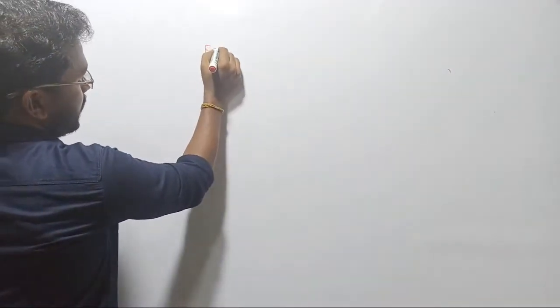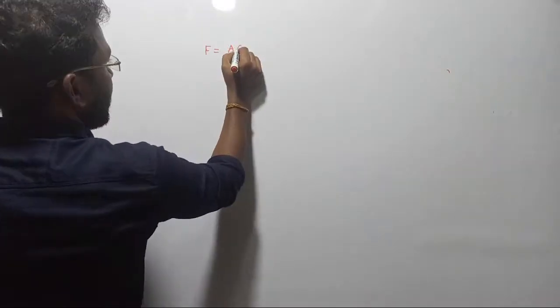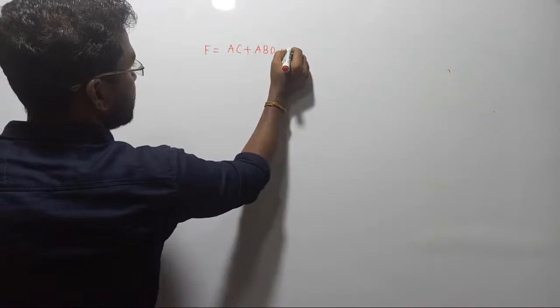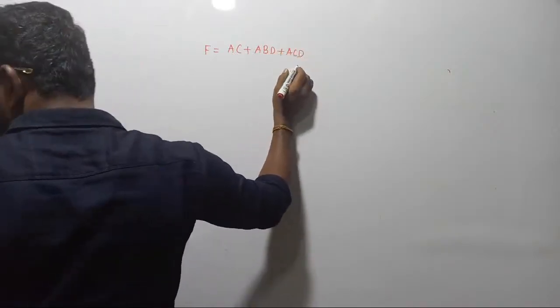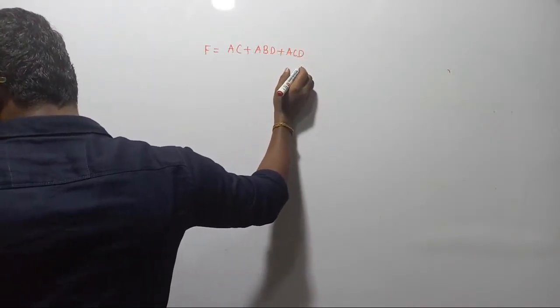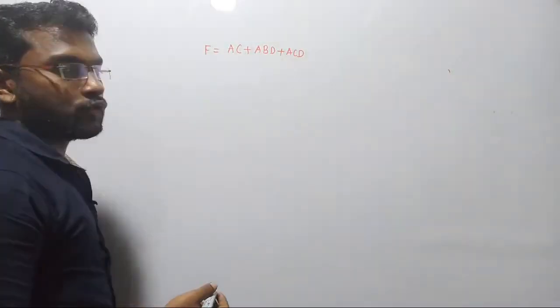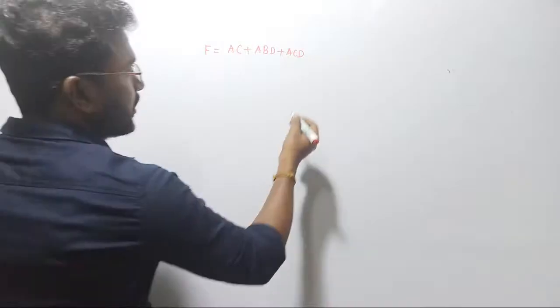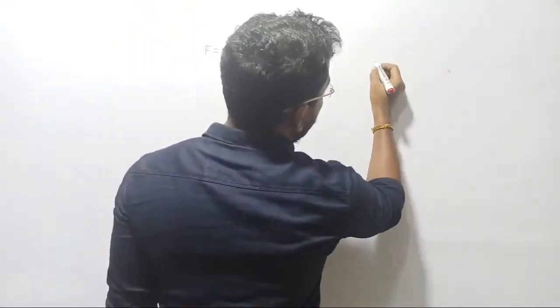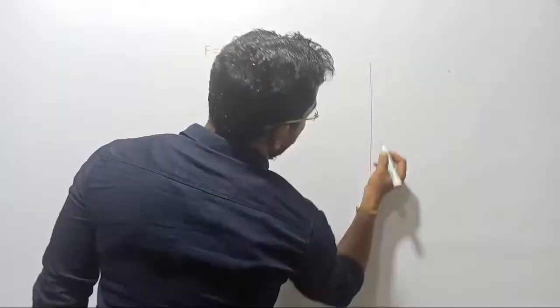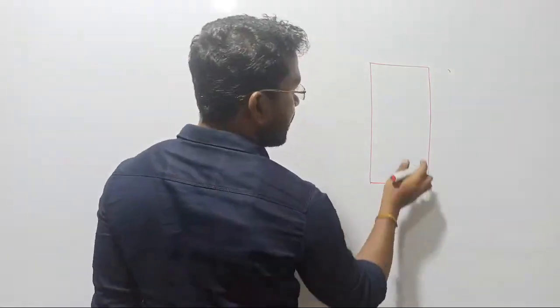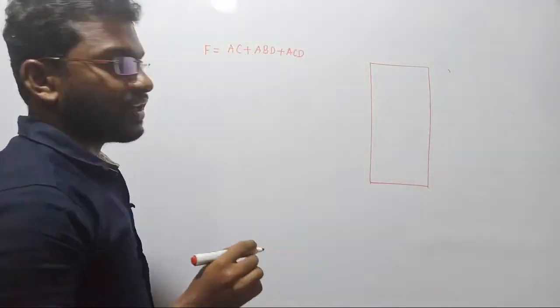Actually they said the logic function is given as f is equal to AC plus ABD plus ACD, to be realized by using an 8x1 multiplexer. Anyway, without knowing that, we know how to do it, but they have given the diagram first. The diagram is very important, because from the diagram only we are going to select the data selector. Without knowing the data selector, we cannot do anything.